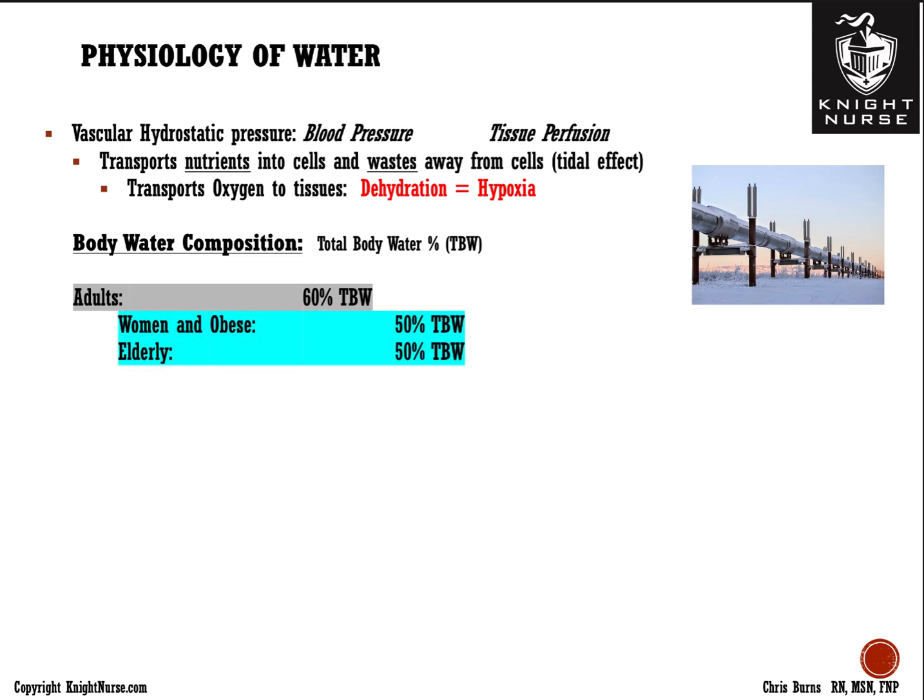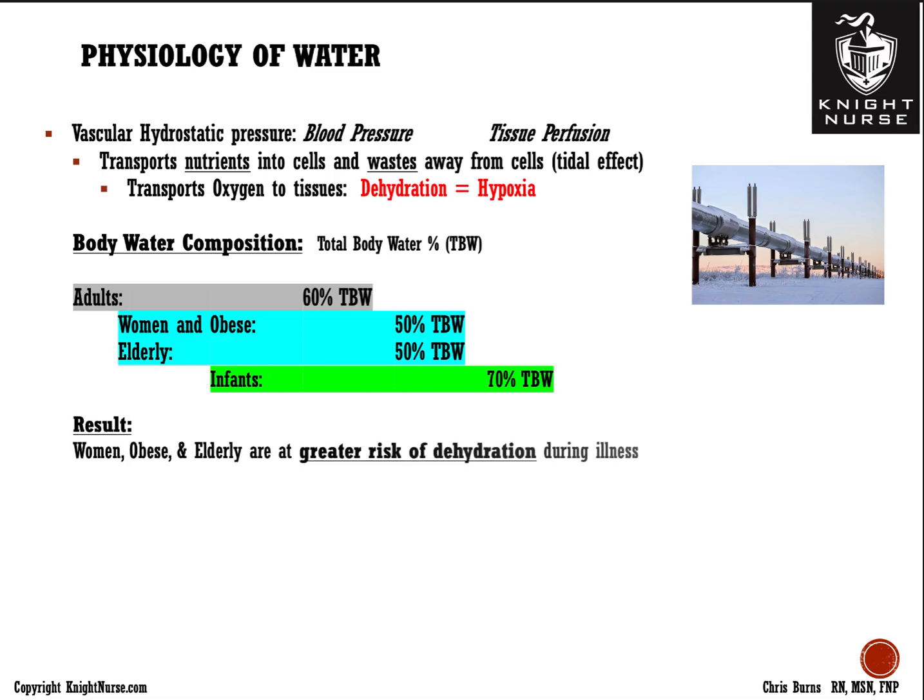So body water composition is considered total body water percentage, and adults are about 60% water. The women, obese, and elderly are about 50% total body water, so they're always a little bit dehydrated, so you have to remember that puts them at a little bit more risk. And then infants are actually 70% total body water, but they don't know how to concentrate it, so they can have trouble too.